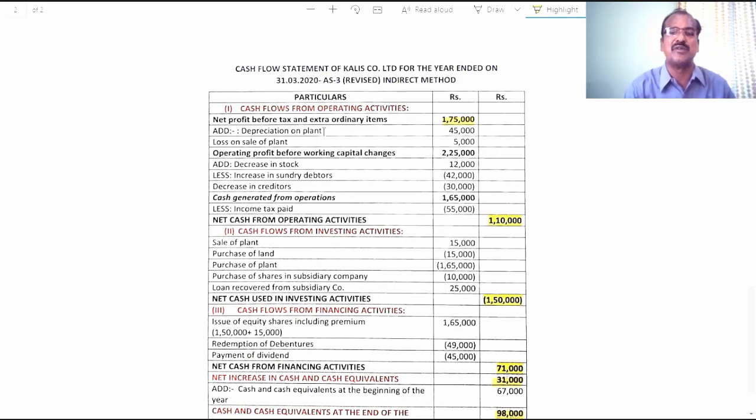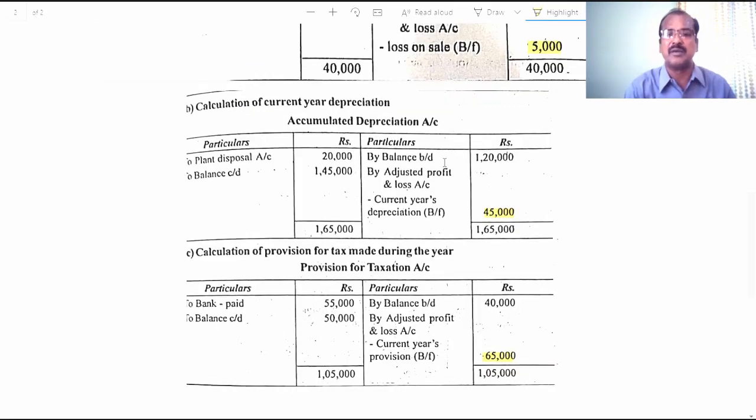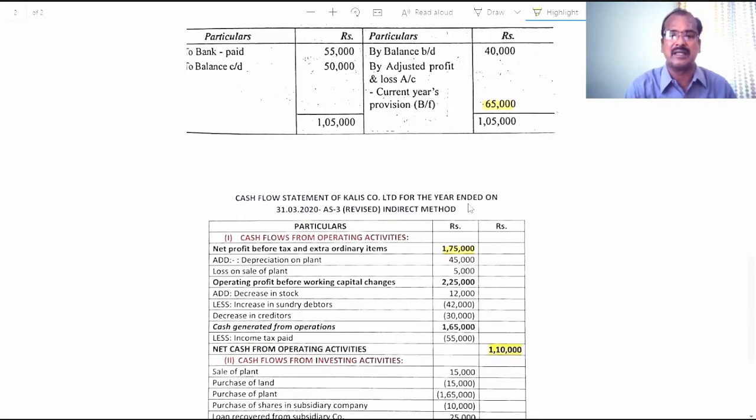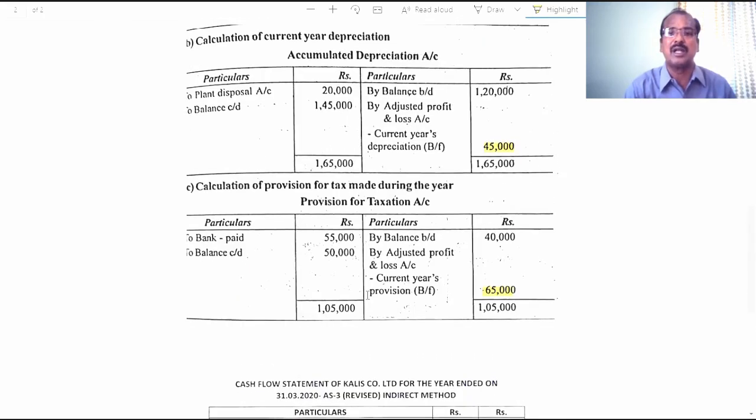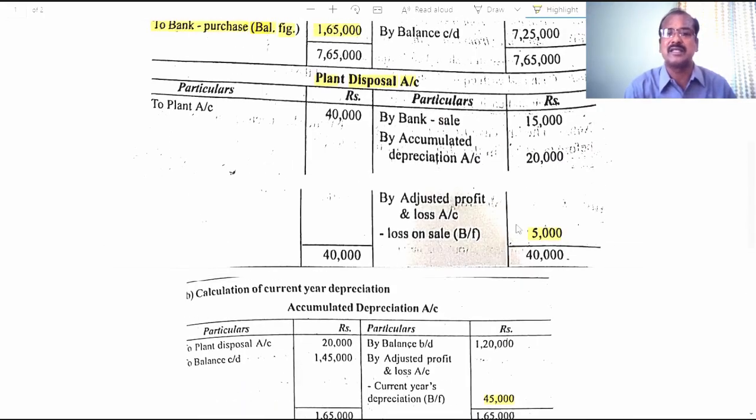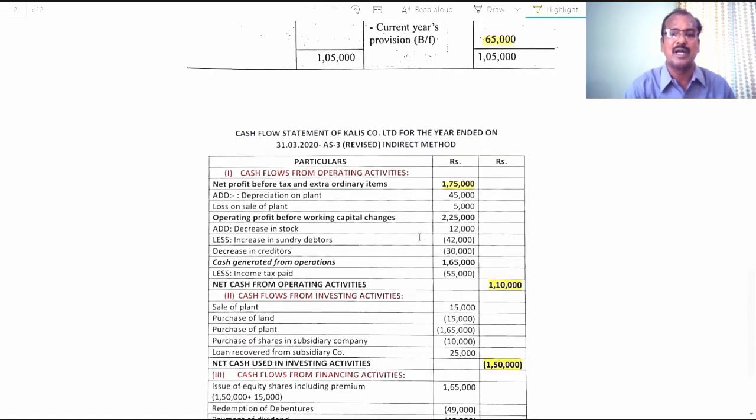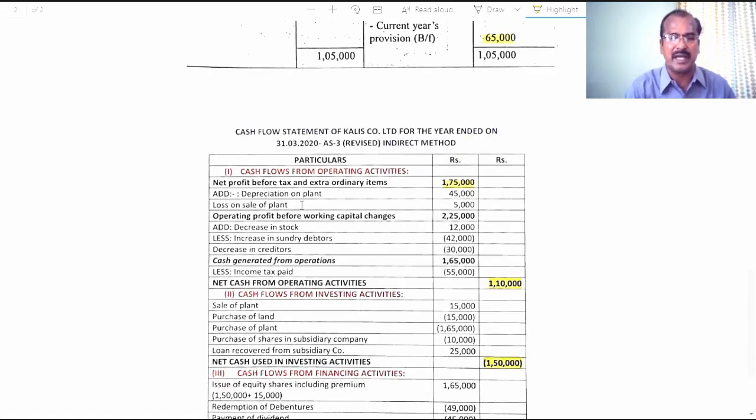Now you do adjustment for either non-operating or non-cash items. The accumulated depreciation provided is 45,000 rupees during the current year, and that is what is added here. What about the loss on sale of plant? This is another item, 5,000 rupees loss on sale of plant, which is adjusted with the statement of profit or loss, and this particular 5,000 rupees is also added because this is a non-operating item and depreciation is a non-cash item. Based on these reasons, only these two figures have been added.